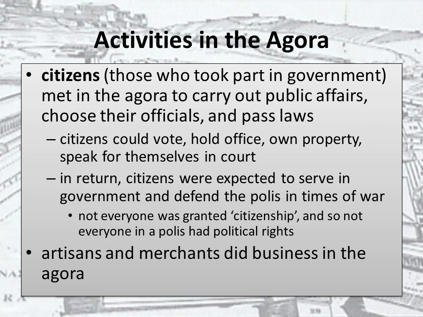Citizens, which were people who were allowed to take part in government, would meet in the Agora and carry out public affairs, choose their officials, and pass laws. Citizens could vote, hold office, own property, and speak for themselves in court. In exchange for these rights, citizens were expected to serve in government and defend the polis, or city-state, in times of war. It's important to know that not everyone was granted citizenship.